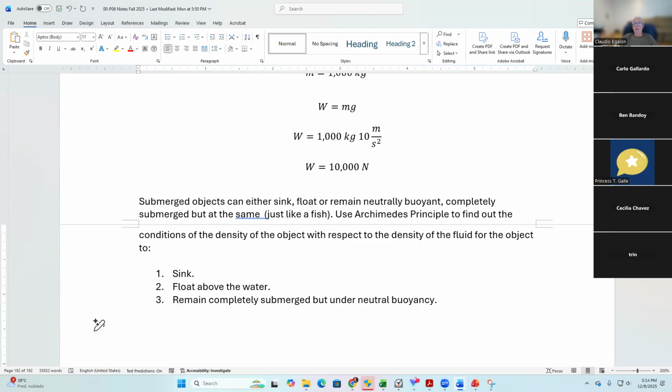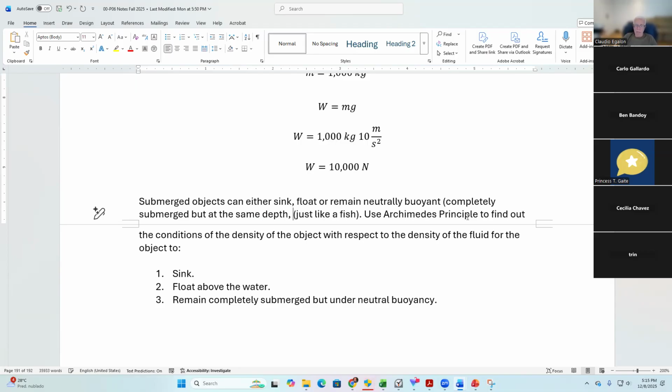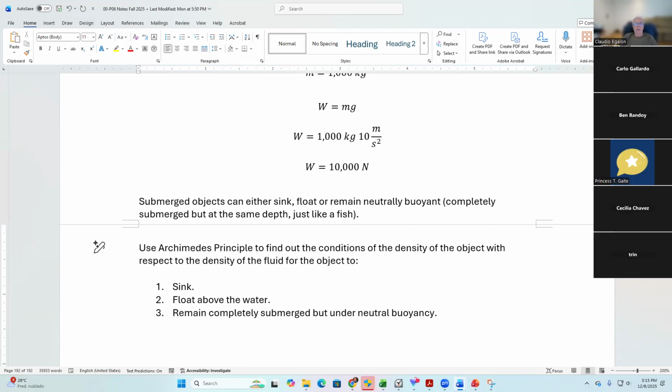A submerged object can either sink, float, or be neutrally buoyant. What does neutrally buoyant mean? Neutrally buoyant means when an object is completely submerged, but it's at the same depth, just like a fish. So the next one, use Archimedes' principle to find out the conditions of the density of the object with respect to the density of the fluid for the following conditions: for the object to sink, to float above the water, and to remain completely submerged but under neutral buoyancy.